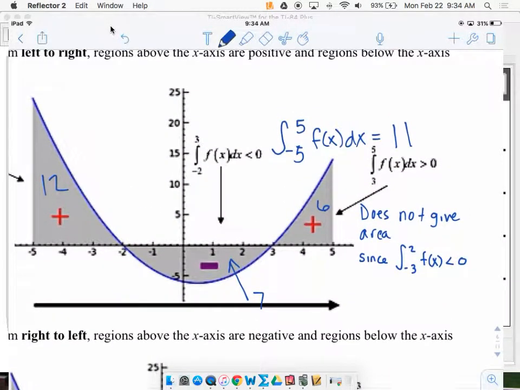Does that make sense? Yes, if you read it from left to right, anything underneath the x-axis will be, yes, negative.